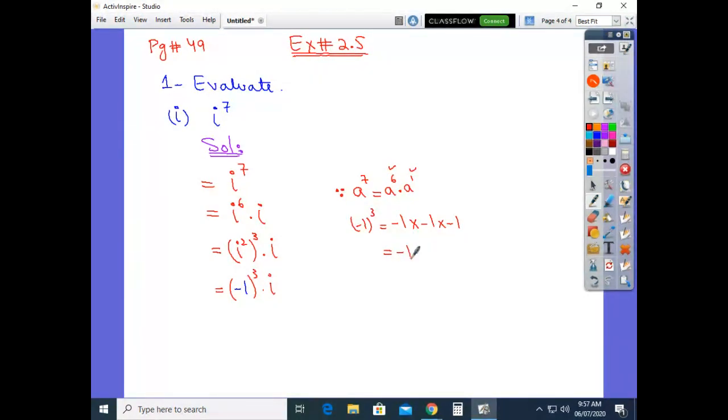Or simply we can say that if there is a negative number and the power is odd, then the negative sign remains. If the negative number has an even power, then the sign is positive. Here we have -1 into iota. After multiplication, it becomes negative iota, which is our required evaluation of iota 7. Similarly, we solve the next part.